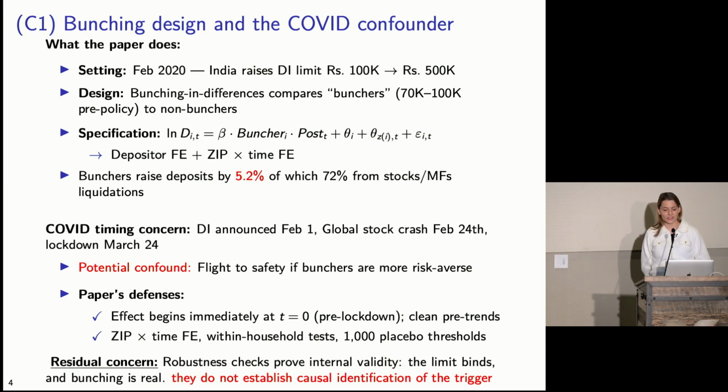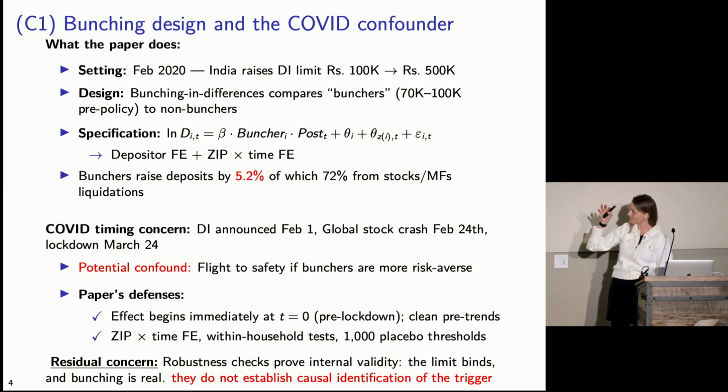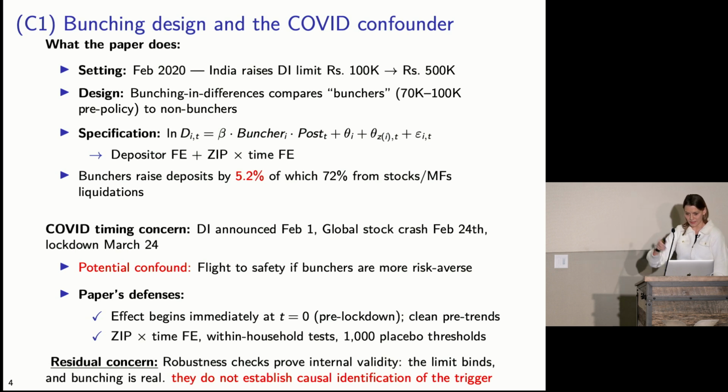All right, so just to give you a little bit more detail on the bunching design. The setting is again February 2020, India raised the deposit insurance limit. We use a bunching indifference estimator. We compare bunchers just below the thresholds to non-bunchers and then look at their difference, pre and post. That's right, what the interaction captures post the reform.